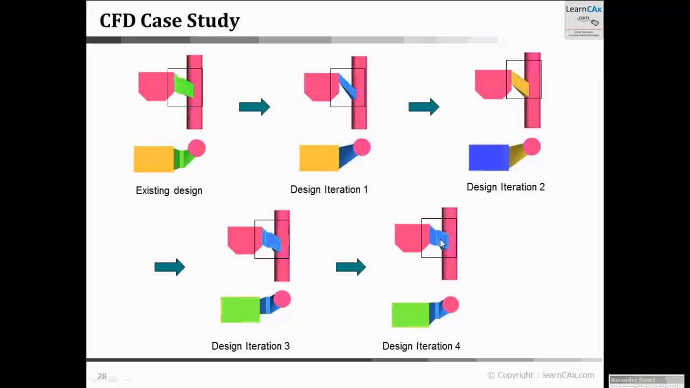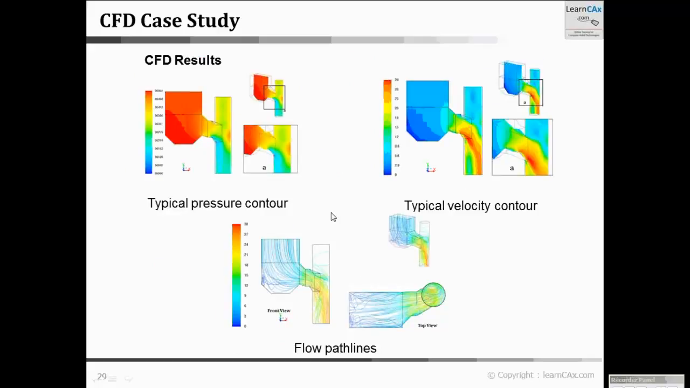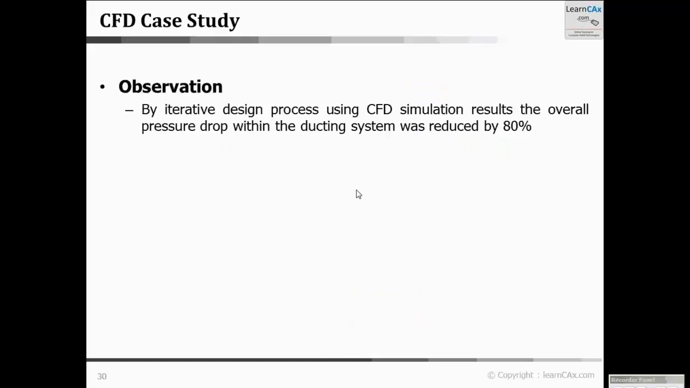We have observed that for this particular design iteration 4, the pressure drop that we are getting to drive the flow through this ducting system is minimum. These are the results for the final design, and we observe that the pressure drop is reduced. It was observed for this particular design change that the pressure drop for the final design is reduced by 80%, and all these observations or visualization has been done using CFD without actually developing a prototype. So such design iterations or design changes and modifications, or design optimization that we call, can be done using CFD simulations.